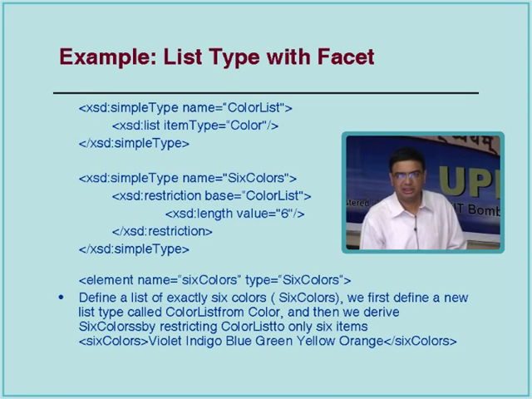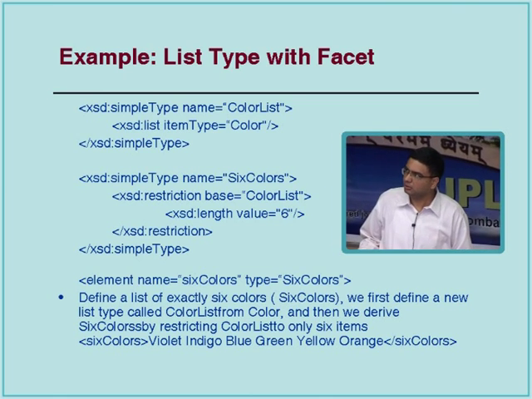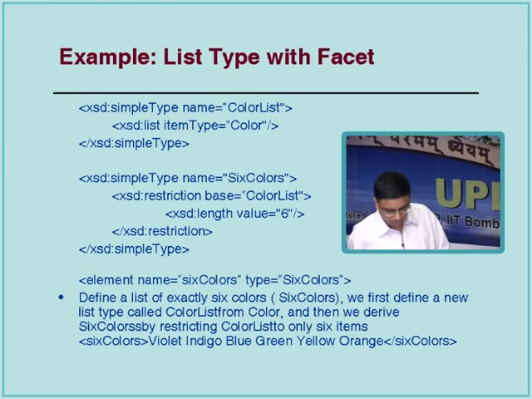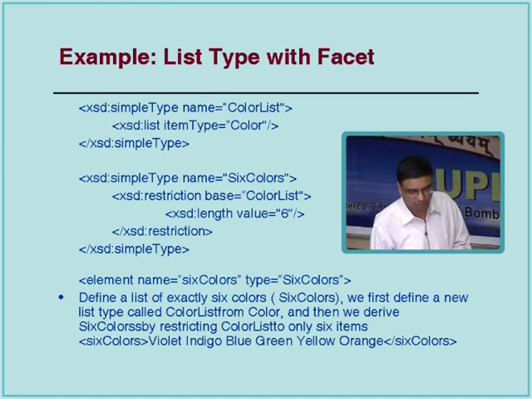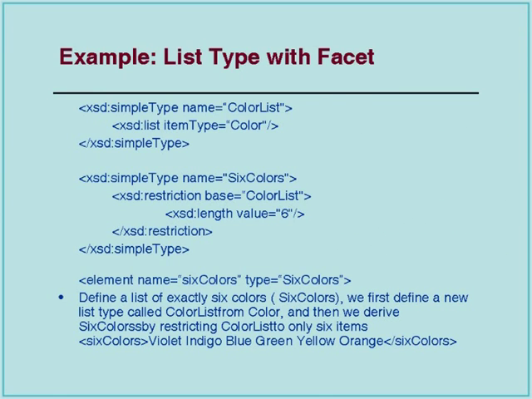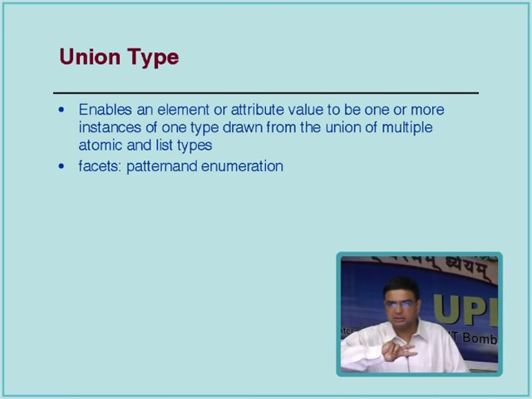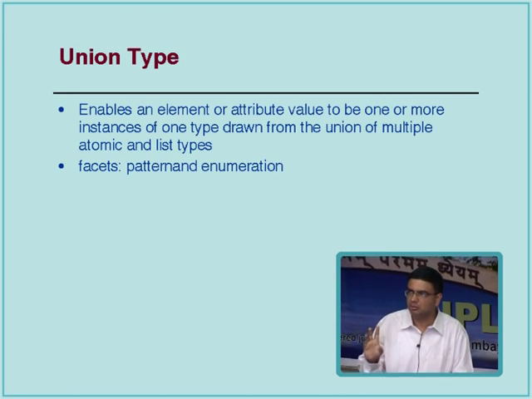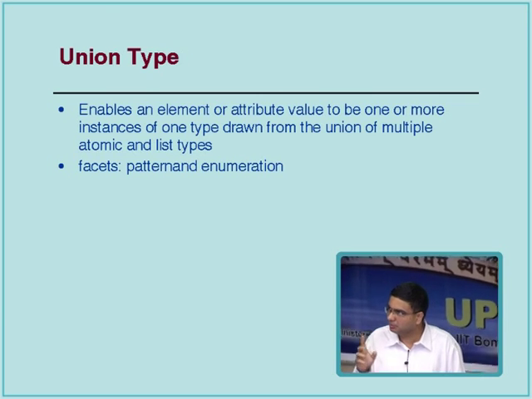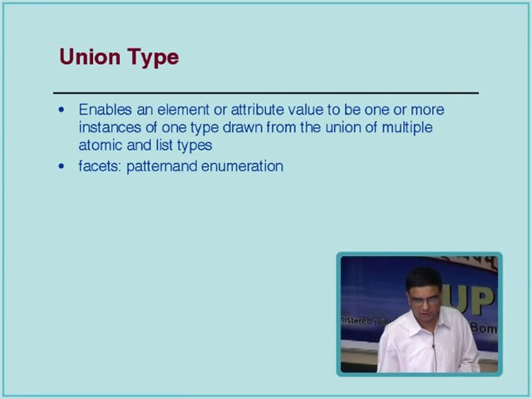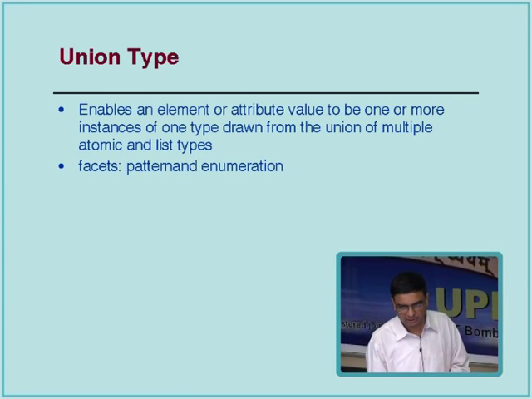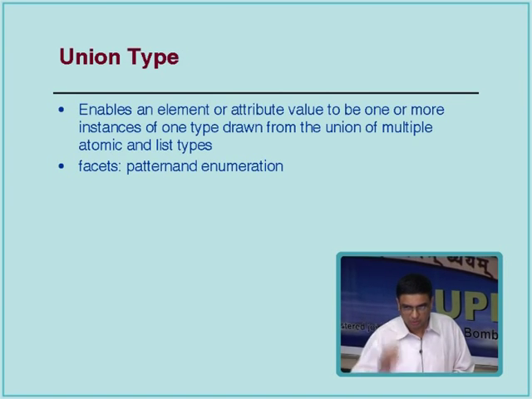So you can already see that there is a lot more flexibility with respect to DTD. Schema gives you a much fuller type system that you can play with. Right. So unions are, again, either this type of value or that type of value, but not both at the same time. At a given time, we can only take on one type of value. That's a union. The facets are the pattern and the enumeration.